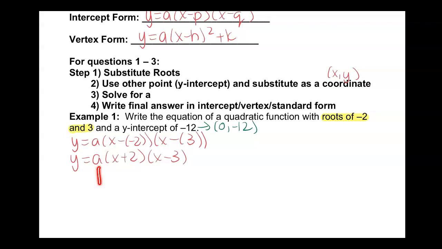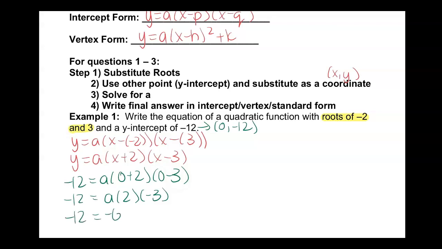We do not know what a is. That's what we're trying to find. So we're going to make this -12 equals a, 0 plus 2, and 0 minus 3. Don't overthink this or underthink it and think that you just have to cancel out the zeros. Do the operation that's in the parentheses. So we're going to make this 2 times -3. Remember, this is a -3. From here, we're going to simplify. So -12 is going to equal -6a. And then from here, I'll have to divide both sides by -6. So a is equal to 2.